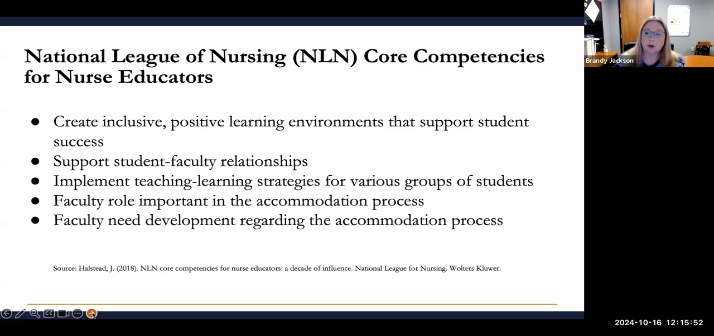Recognizing the faculty's role in the accommodation process is crucial, as they provide vital support. Finally, ongoing faculty development in accommodations is necessary to equip educators with the skills to assess all students effectively. By focusing on these competencies, we can improve educational outcomes for nursing students.